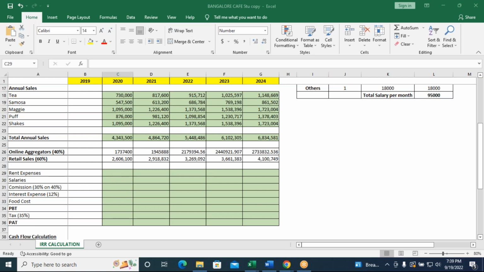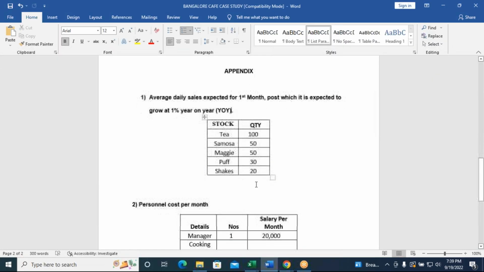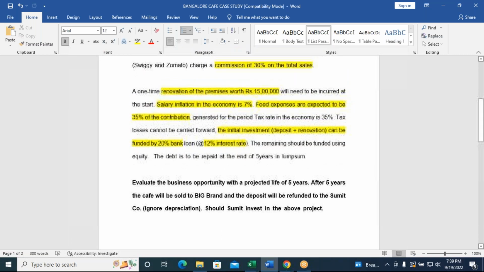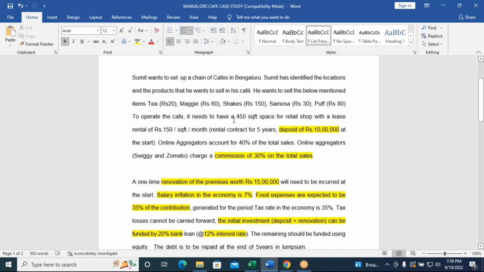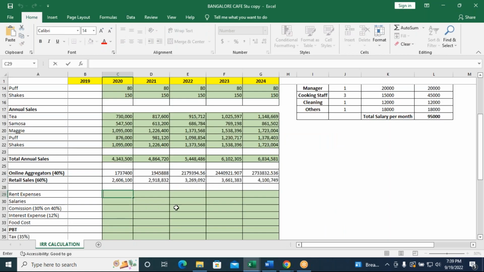Next, let's do the rent. So rent, how much have we been told? If you see, we need 450 square feet of space, where the rate per square feet is 150, is equal to, open the bracket. So how many square feet do I need? 450 square feet, and per square feet cost is 150.